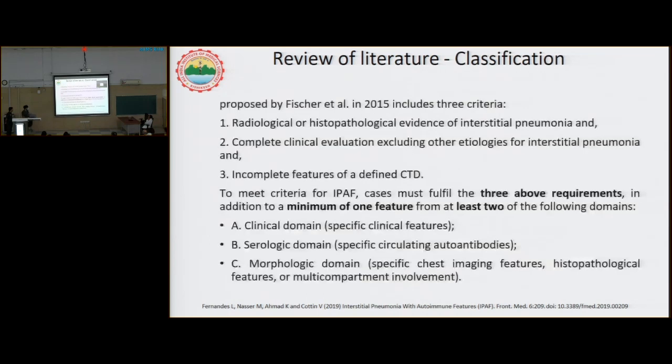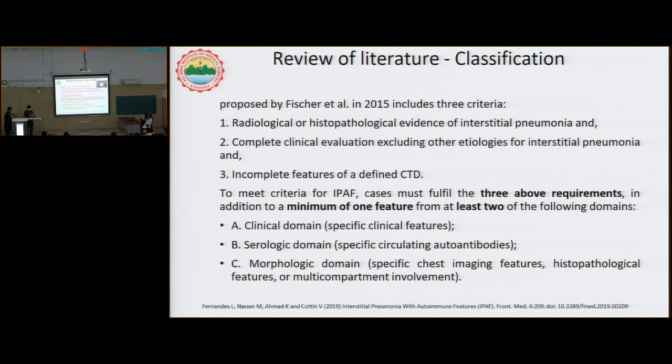So in order to classify and categorize such patients, they proposed a criteria in 2015 which says that the patient should fulfill all the above three criteria. That is, the patient should have a radiological or histopathological evidence of interstitial pneumonia, number one. Number two, there should be a complete clinical evaluation excluding other etiologies. Basically, it is a diagnosis of exclusion. And third, the patient should not fit into any particular defined connective tissue disorder.